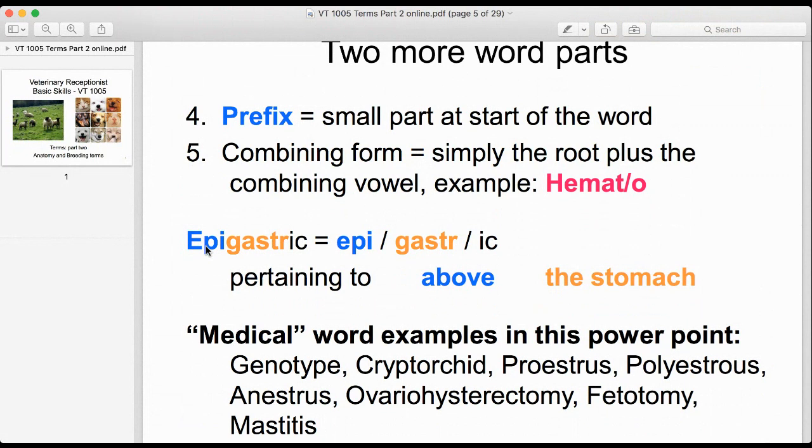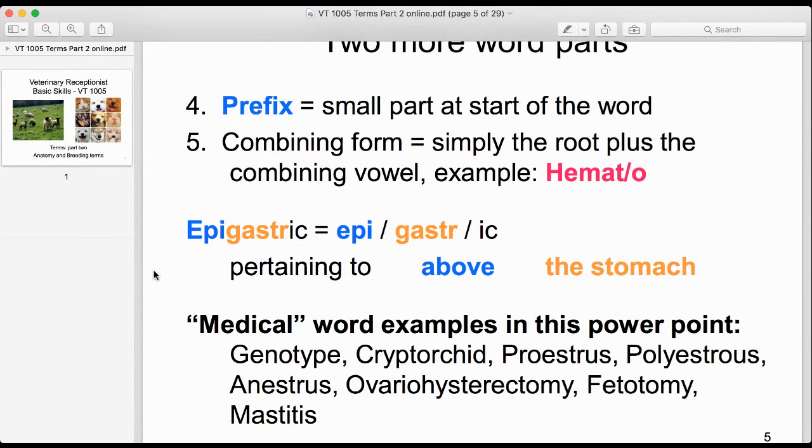So epi is a prefix meaning above, and the suffix ic means pertaining to. So you go to the end of the word to form your definition. So it is pertaining to above the stomach, epigastric, pertaining to above the stomach, epigastric. A combining form again, for blood, hemato, hemat, hemat/o.